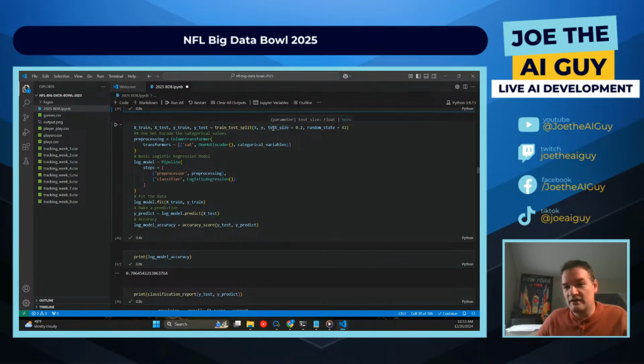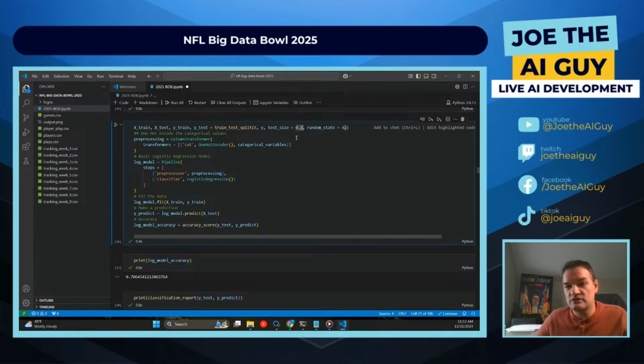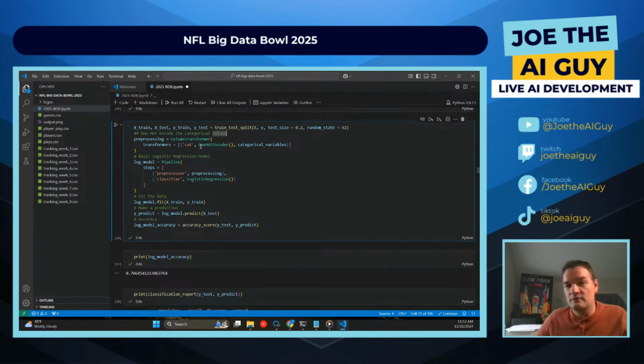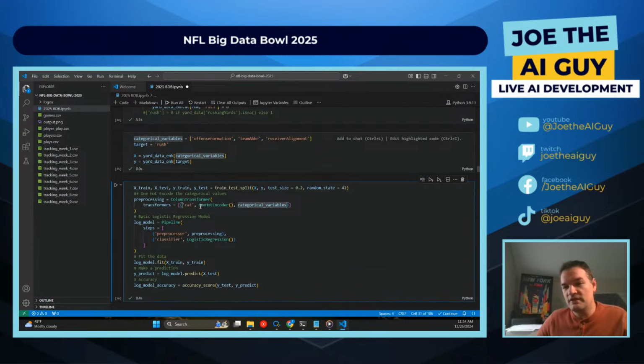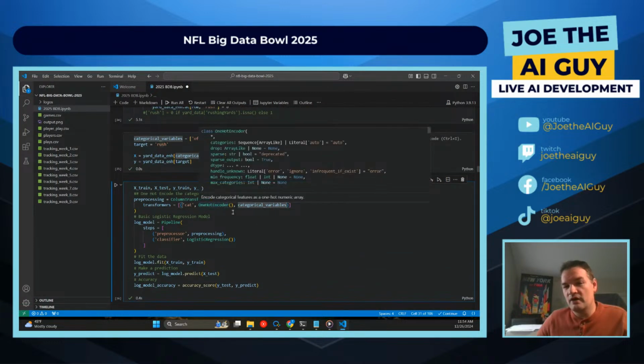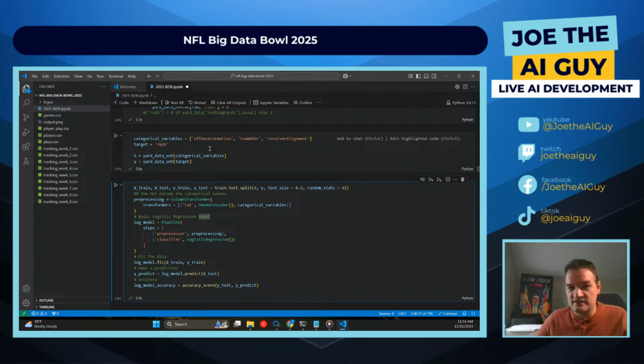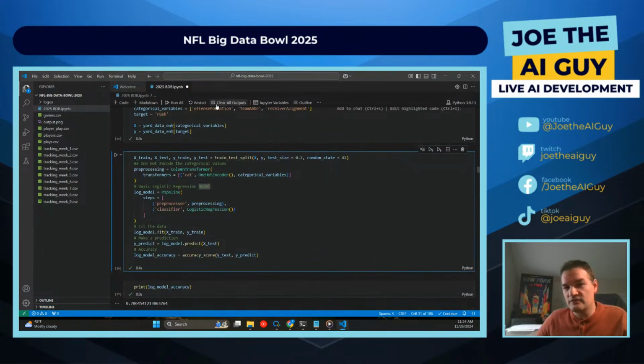So we're splitting the data 80-20. 80% is used to train the model, 20% is used for the testing, and then we're doing what's called one-hot encoding. What this does is create a column in the dataset for each group in a field. So for example, for the team abbreviation, there's going to be 32 columns here in the one-hot encoding for the 32 teams that exist. Same thing for the offensive formation. We saw there were about 8 different offensive formations, and so they would each have groups. And then receiver alignment would be the same thing.